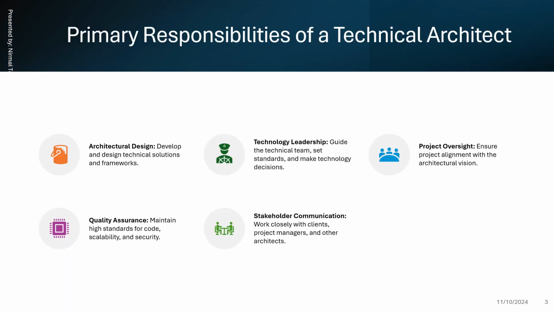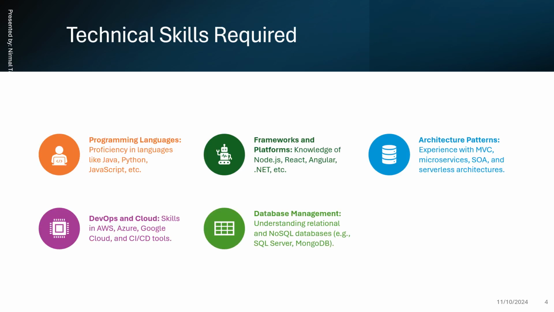Technical architects carry out a range of essential responsibilities. These include designing architectural frameworks, guiding the technical team, overseeing project progress to ensure alignment with the architectural vision, and maintaining high standards in code quality and security. They also play a crucial role in communicating technical aspects to stakeholders, bridging the gap between the technical team and business leaders.